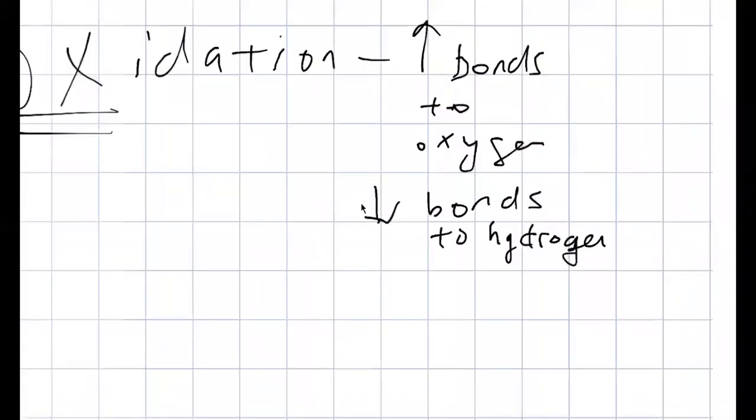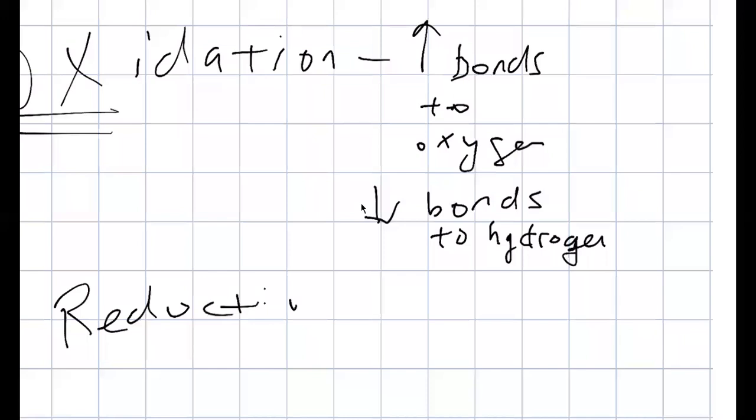Right, so for oxidation, it's increasing the bonds to oxygen or decreasing the number of bonds to hydrogen. And then for reduction, it's the opposite. Reduction, you decrease the number of bonds to oxygen and increase the number of bonds to hydrogen.